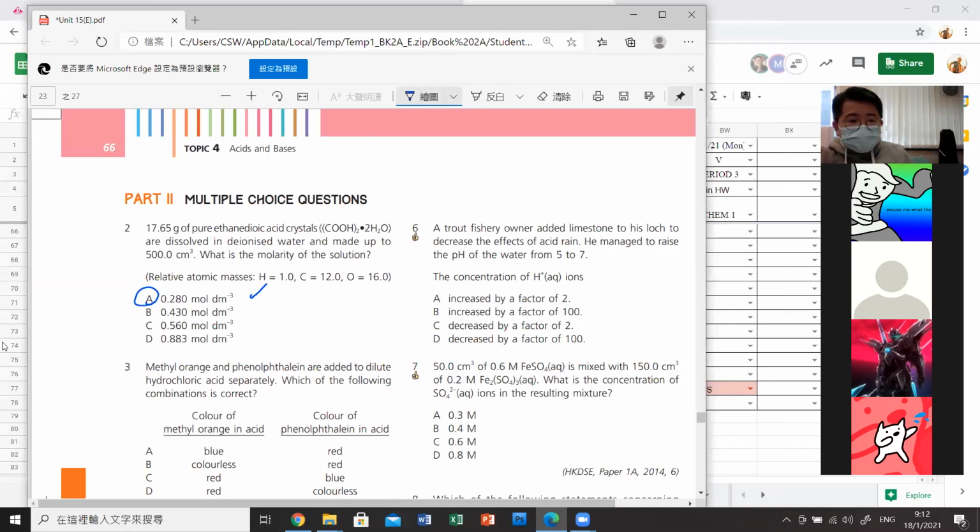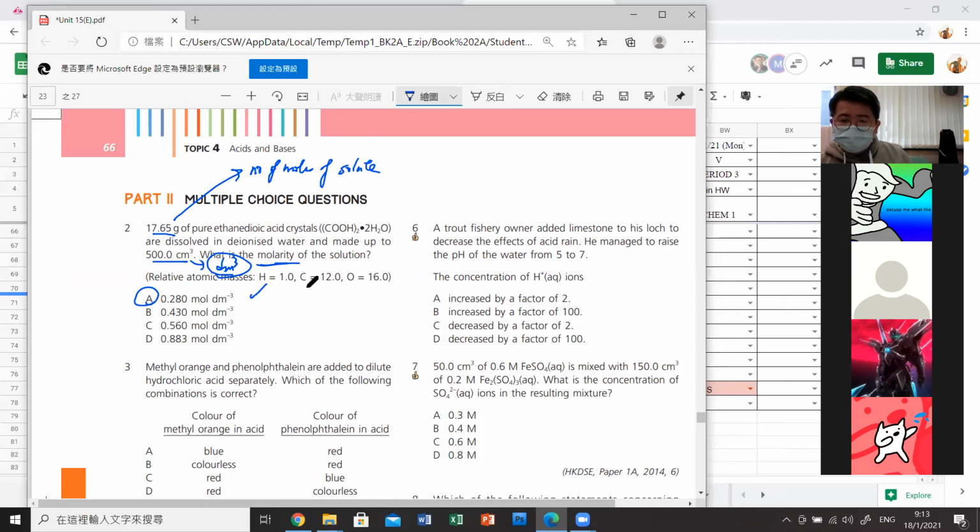So you are going to find out the molarity of a solution, but you are given the mass and the volume of the solution. You have to change it to mole first. First of all, I would like to remind you. Second is about the volume of a solution. Please change it to dm cube before you come up with the answer. Okay, so the answer is A.